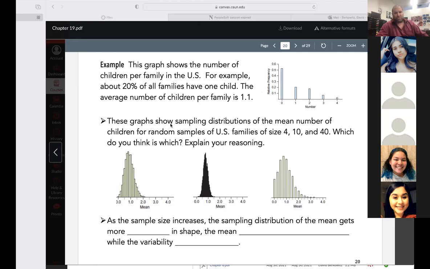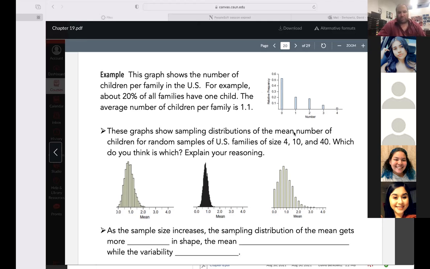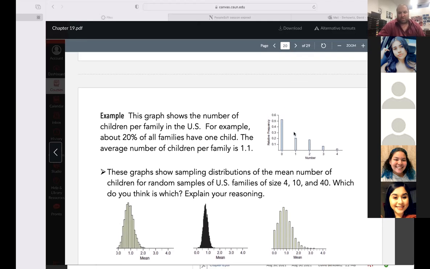So if these graphs show sampling distributions of the mean number of children for random samples of US families of size 4, of size 10, and of size 40, which do you think is which? Which of these three do you think is size 4, 10, and 40?